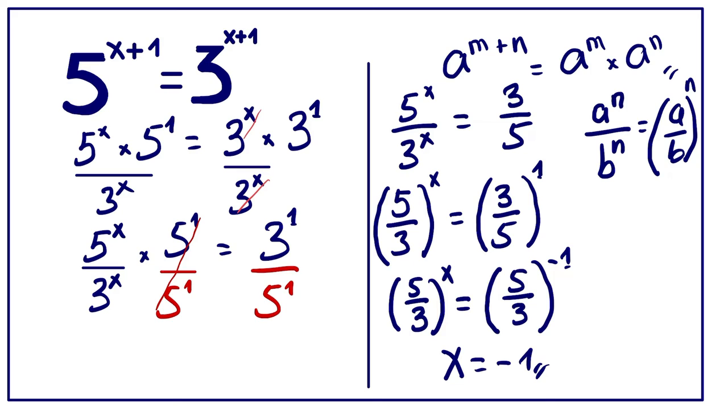To check our answer, if we put minus 1 here, minus 1 plus 1 is 0. So this would be the same as 5 to the power 0 equals 3 to the power 0. 5 to the power 0 is 1, 3 to the power 0 is 1. So 1 is equal to 1. So our answer is correct.